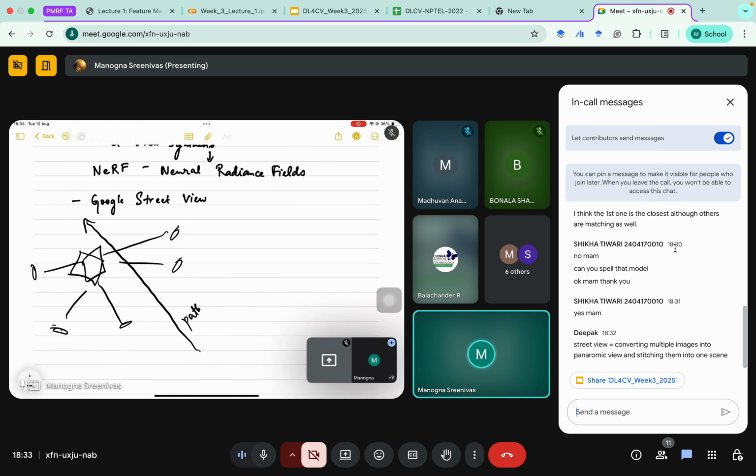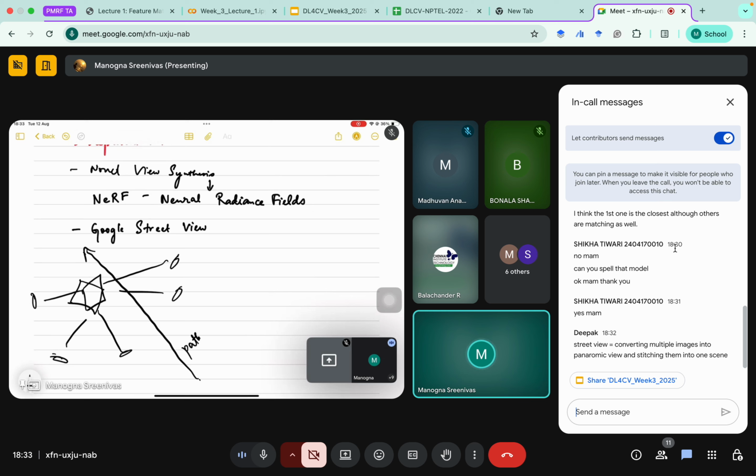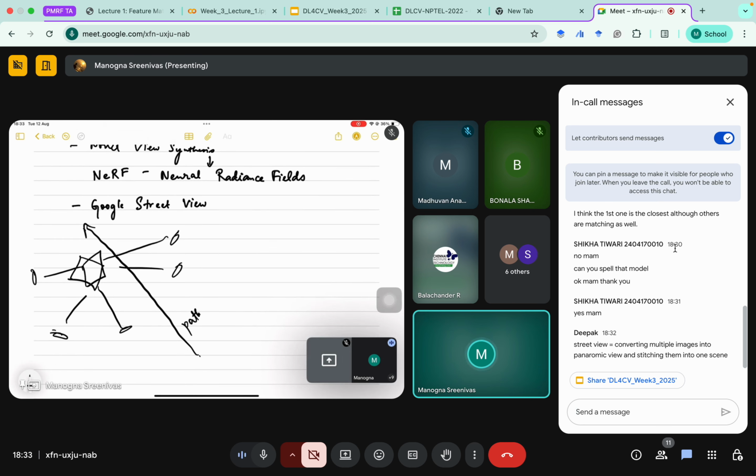So this problem is called novel view synthesis, where we have images which are captured from few viewpoints, and from a new camera location, or from a new viewpoint, I want to see how the scene looks. Maybe I can show.